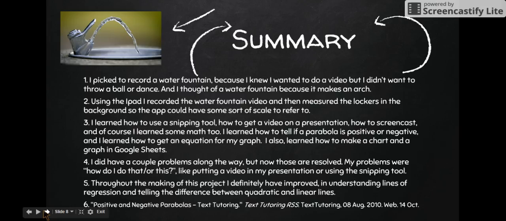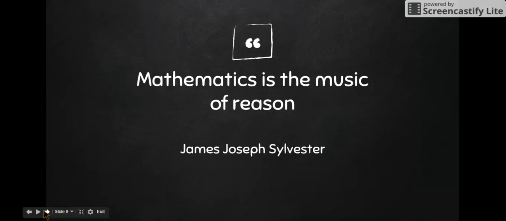And throughout the making of this project, I've definitely improved in understanding lines of regression, and telling the difference between quadratic and linear lines. And then I had one citation because I had to look up the difference between a positive and a negative parabola. And so there it is. There's my citation. And then, of course, mathematics is the music of reason. Could not be spoken truer.